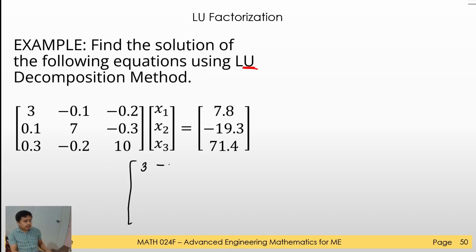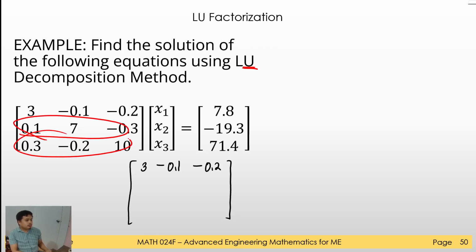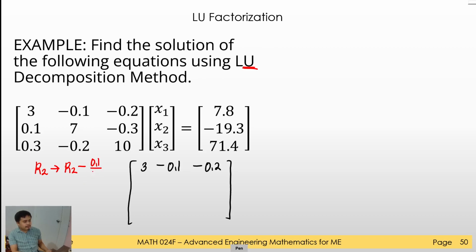Let me just copy the first row here. For the second row and third row, we want to use row operations. For the second row, we have R2 = R2 minus 0.1 over 3 times R1. For row 3, we have R3 minus 0.3 over 3 times R1.